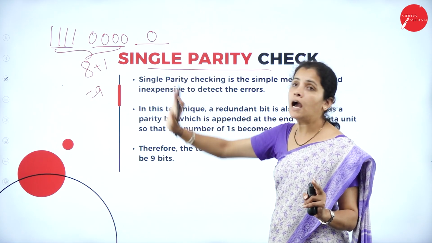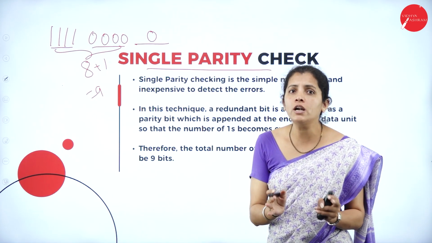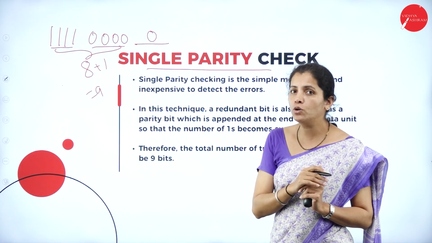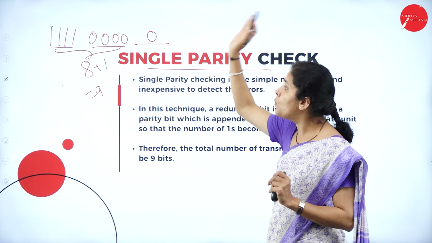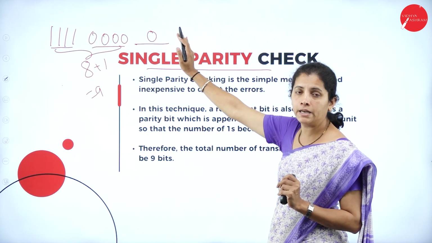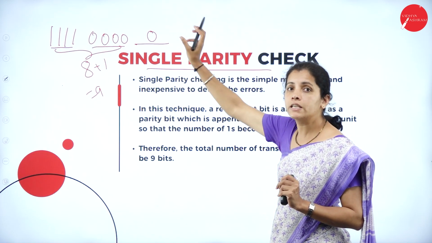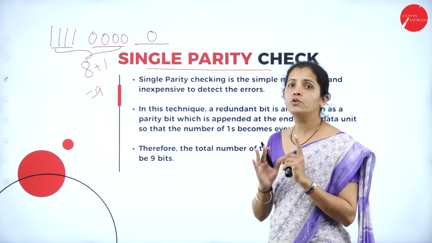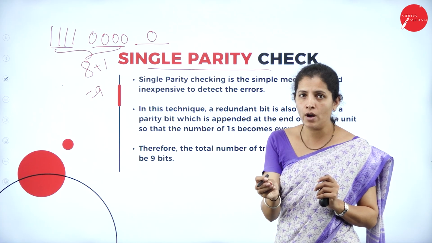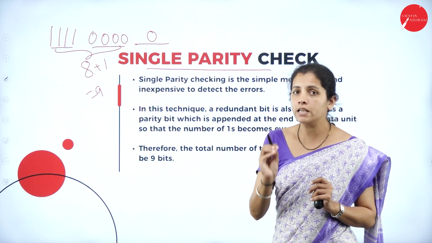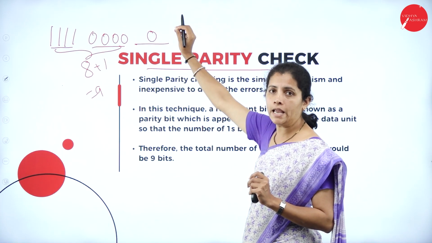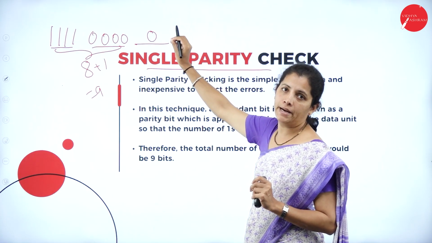Now, if I have an odd number of ones, then what do I want to do? I want to place 1 in my parity bit in order to make it an even number of ones. I repeat, if I have an odd number of ones, to make it even parity, I am going to place 1 in my parity bit.